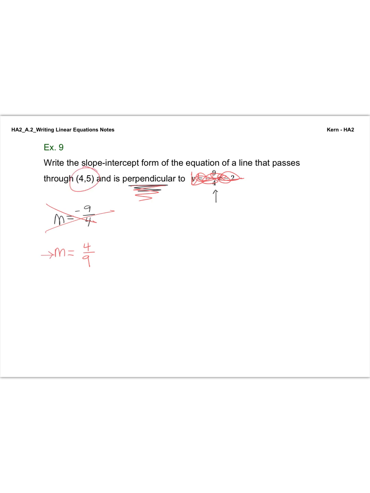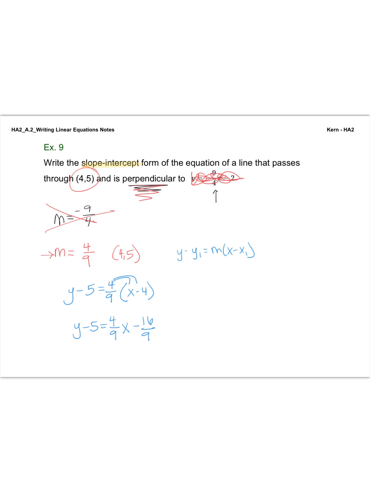Now I have my point of 4, 5. I have a point and a slope, so I go y minus 5 equals 4/9 times x minus 4. And that's because it's y minus y1 equals m times x minus x1. But we are still told that we need to be in slope-intercept form. So I need to isolate the y. So I'm going to distribute. Y minus 5 equals 4/9 x minus 16/9.